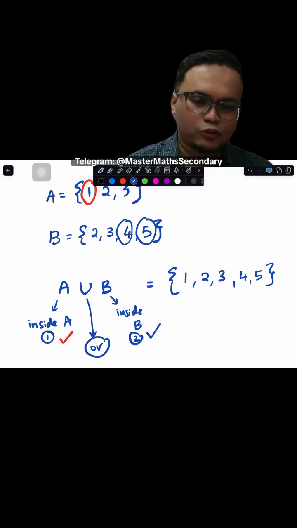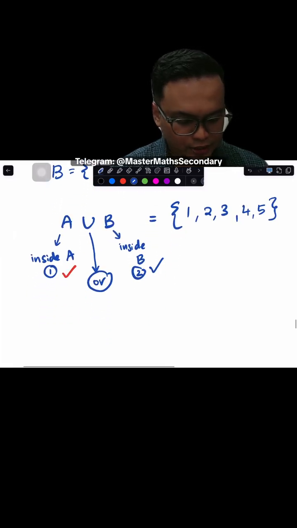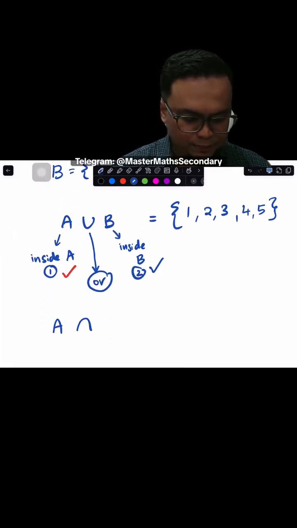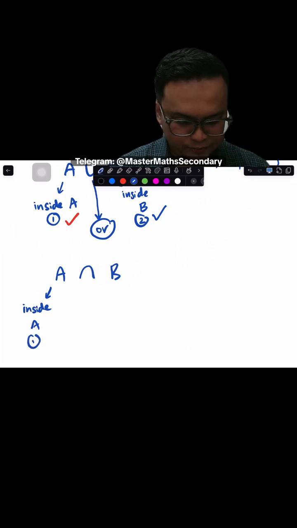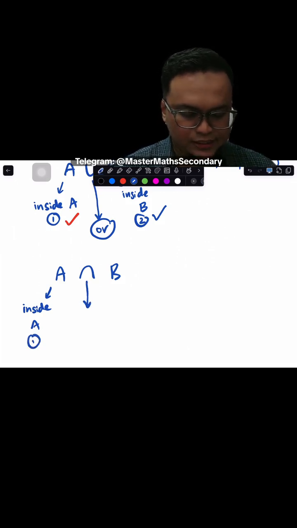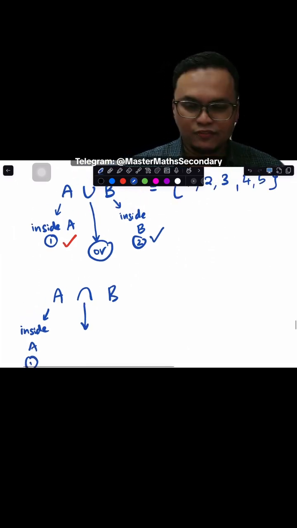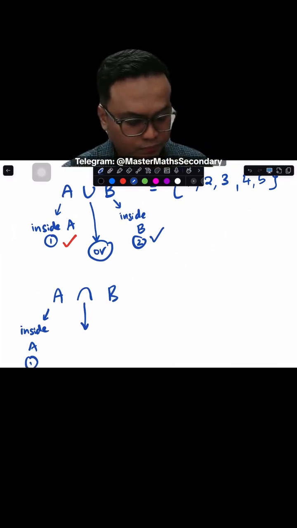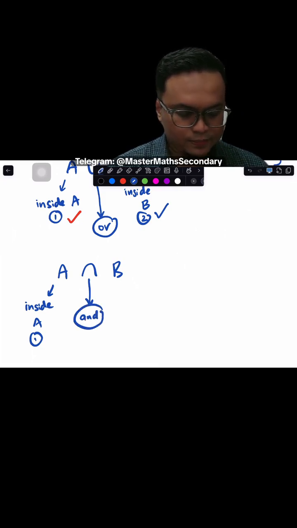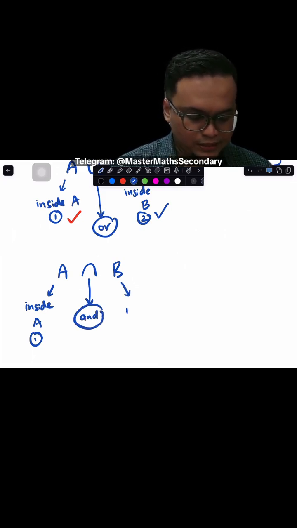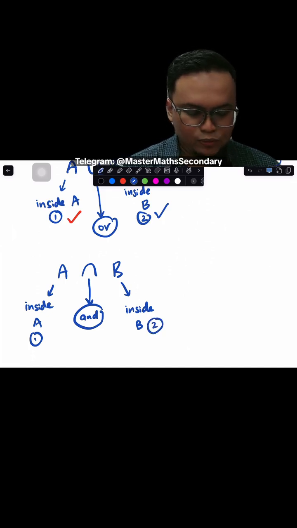Okay, now let me show you the difference. In contrast, the intersection, right? When I'm looking at A intersect B, now A means inside A still. So that's the first condition, it must be inside A. Whereas, okay, the difference now is that we now have an intersection instead of a union. Intersection translates to an and. Whereas B means inside B.